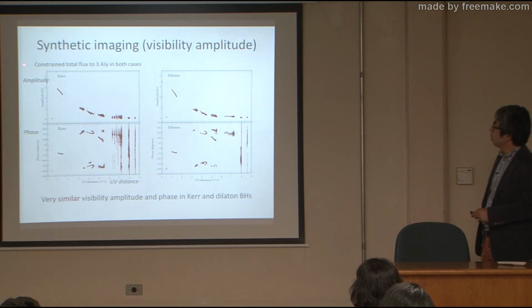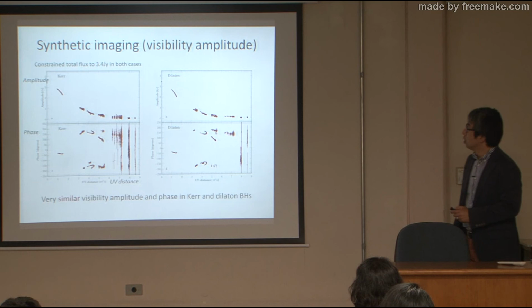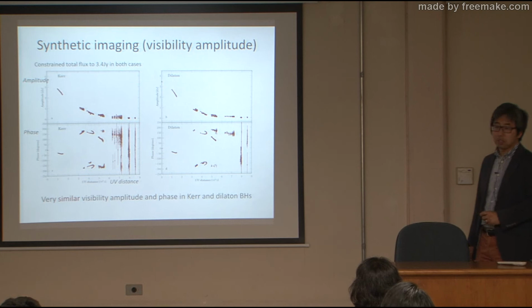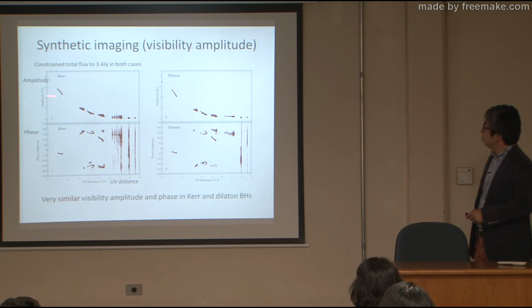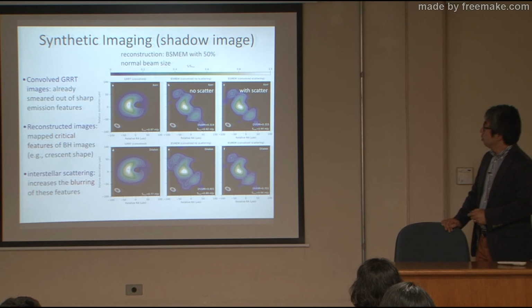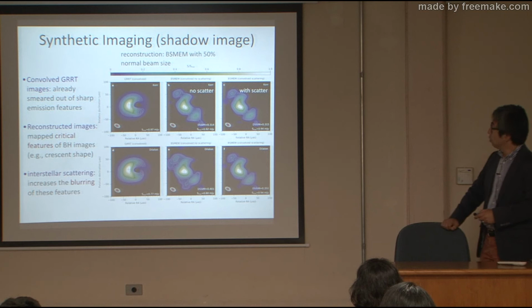We are applying a constraint of a total flux of 3.4 Jansky in both cases. This 3.4 Jansky is the observational evidence, from the previous EHT observation, of how much flux is coming from Sagittarius A*. Then if you see this amplitude and phase, the visibility amplitude and phase for the Kerr and the dilaton are very, very similar. And we can also make a convolved image using the beam size, so the sharp emission features are already smeared out compared to the image above.